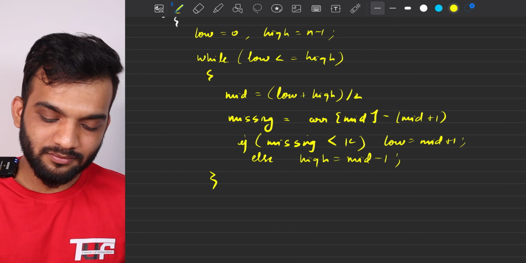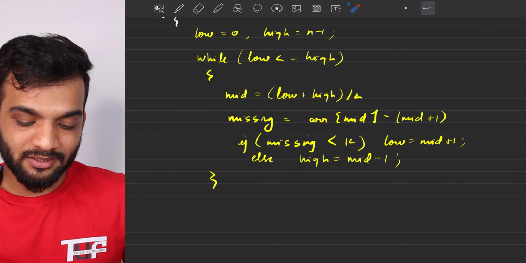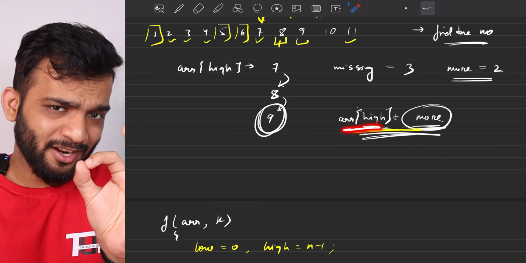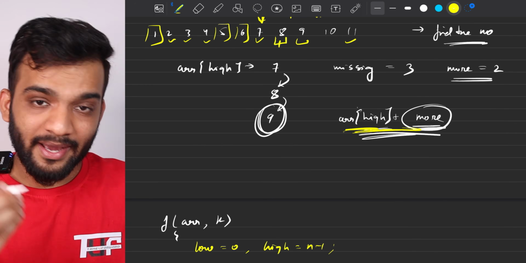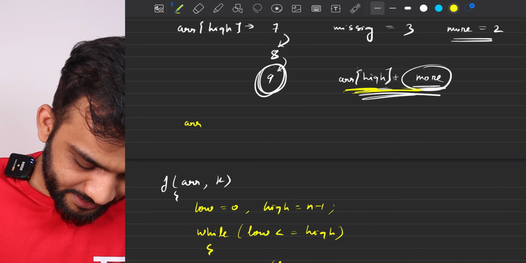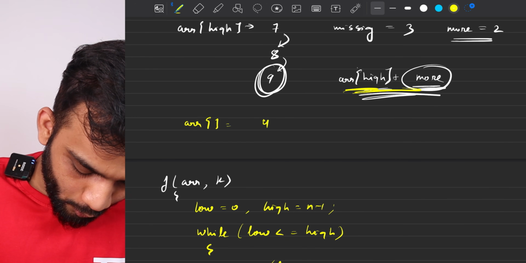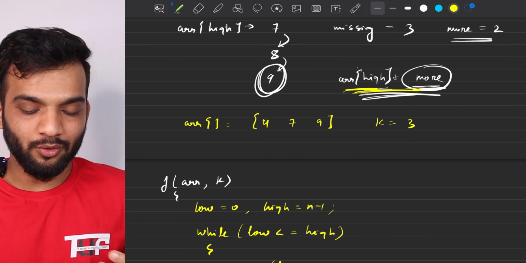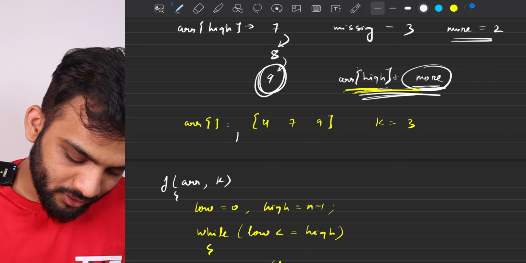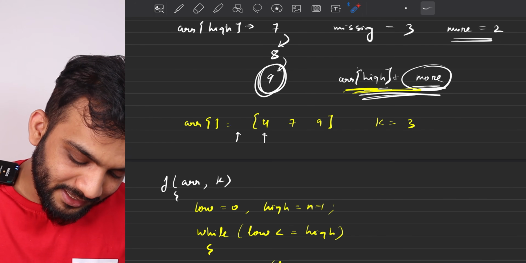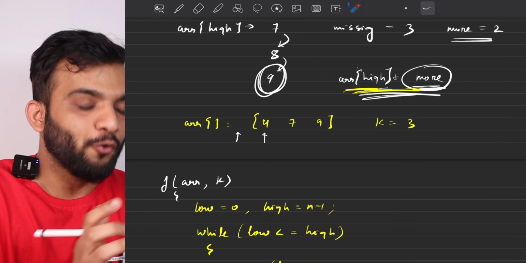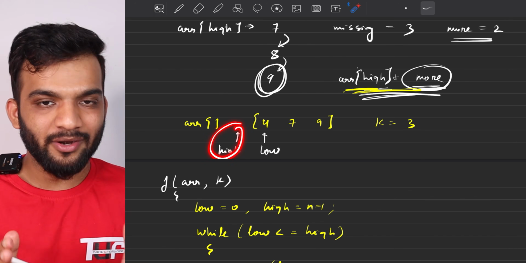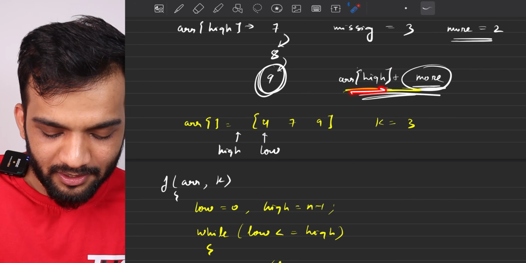Quite simple. Done. Now you have to return array of high plus more. But we'll try to figure out a formula for this, because array of high might not be correct. Why? I'll tell you. Imagine your array is given as 4, 7, 9, and I'm looking for k equal to 3. So where will the high point to? This will be here, because the third missing number will be somewhere before 4. Before 4. So the high will be pointing here and the low will be pointing here. So high will be pointing to a negative index. So array of high cannot be written.